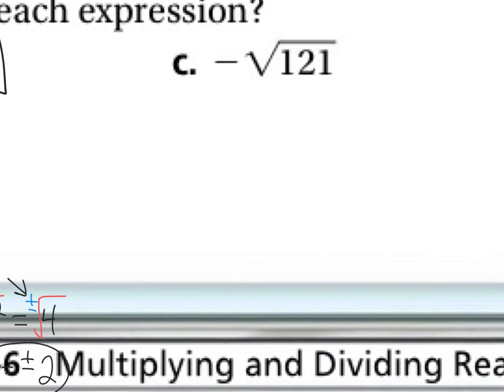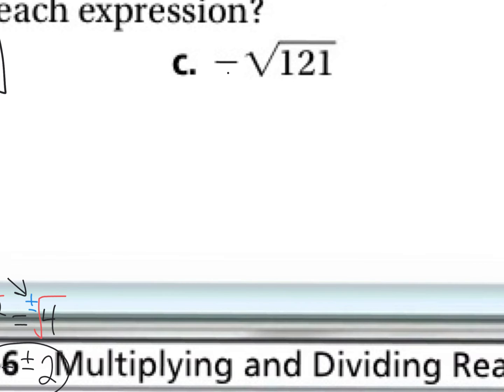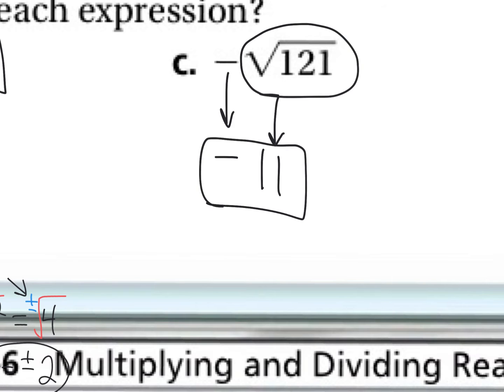So in part C, we've got negative square root of 121. So this negative sign we can bring down, and then the square root symbol's already there, so we're not going to add any signs or think about multiple answers that would work here. 11 times 11 is 121, and so that would make negative 11 our answer for part C.